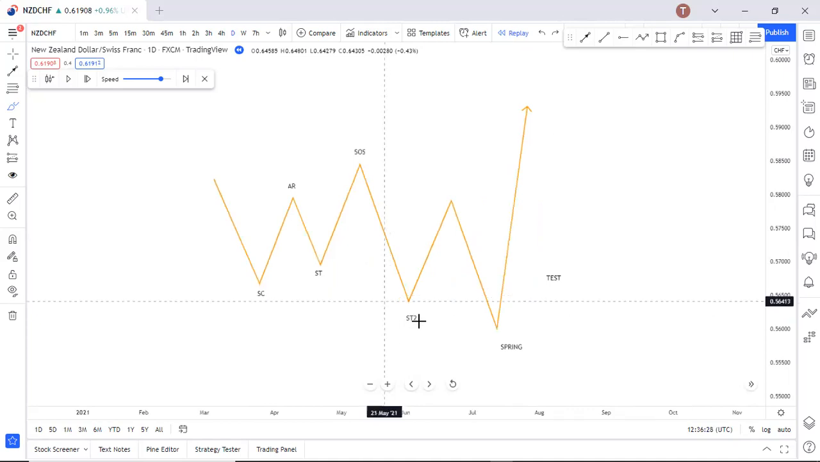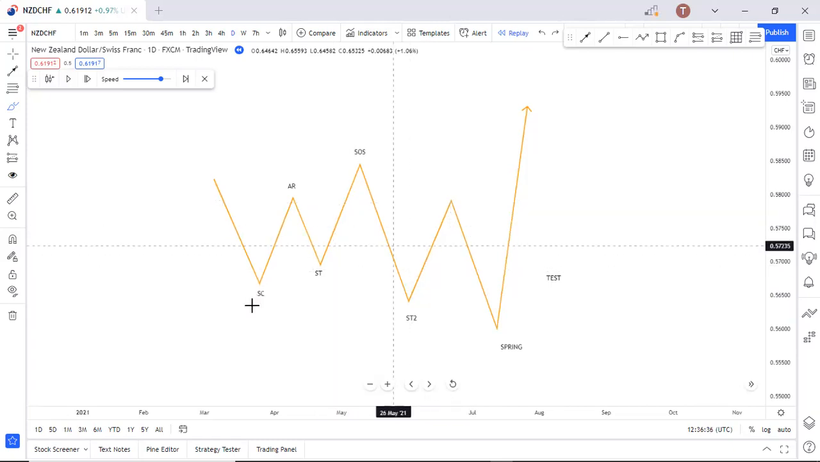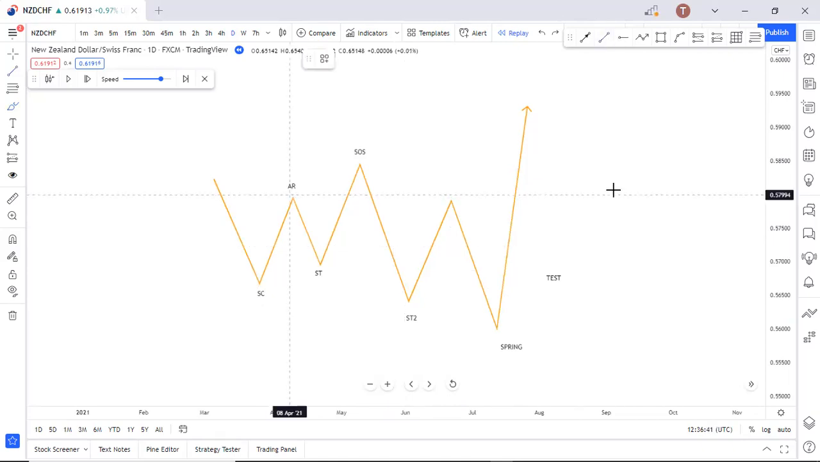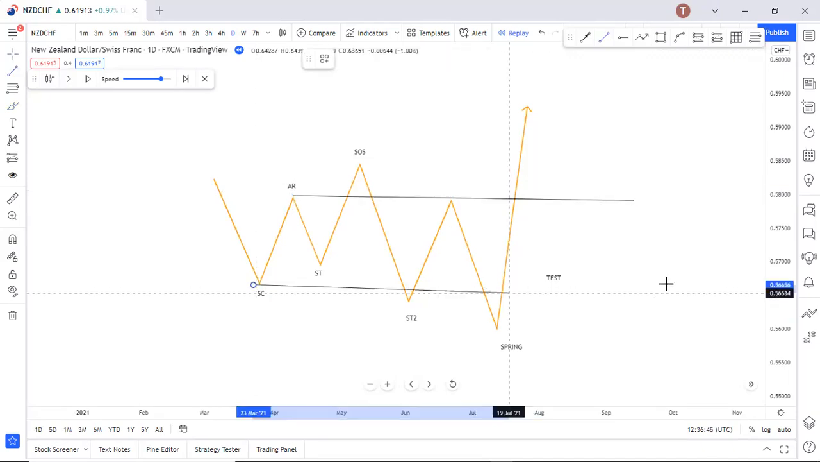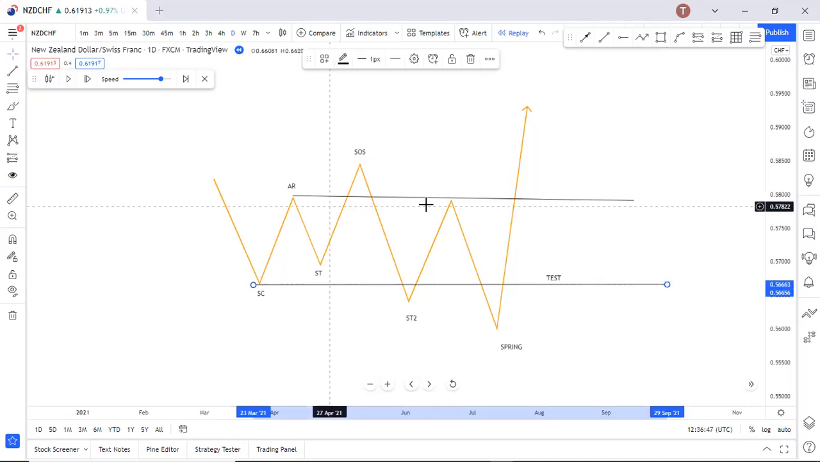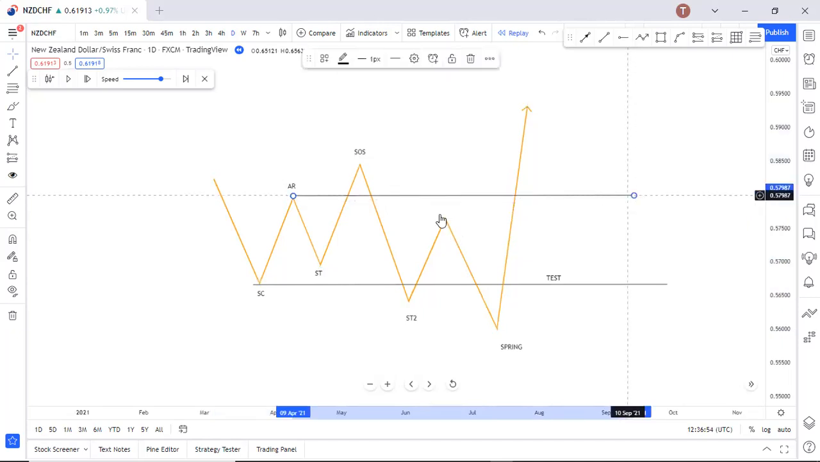When we have the secondary test 2, it goes back into the accumulation and mitigates about 50% of the range between the selling climax and the automatic rally. It comes back and mitigates about 50% of this range. Okay, so then we proceed to what we call the spring.